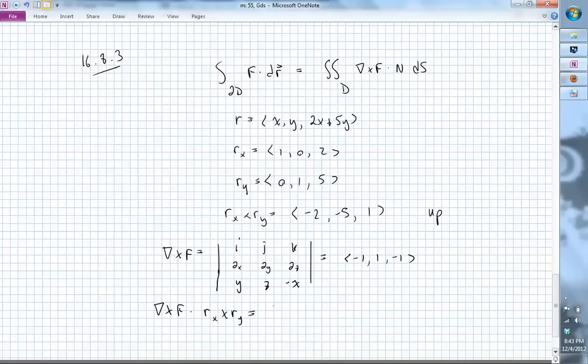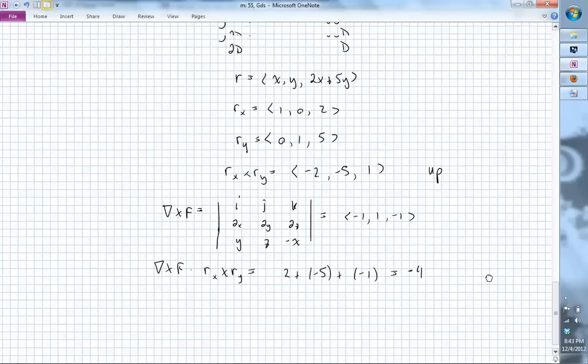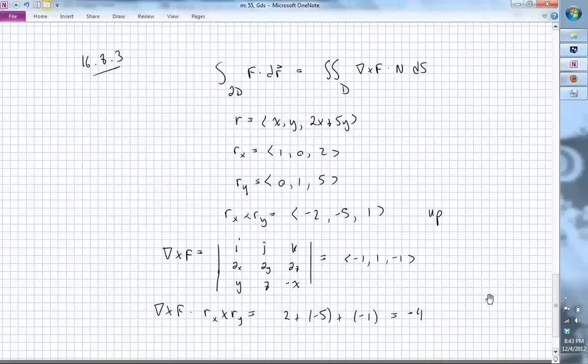And the dot product there is 2 plus -5 plus -1, it appears. 2 plus -5 plus -1. That appears to be -4. All right. And now you're ready to do the integration.